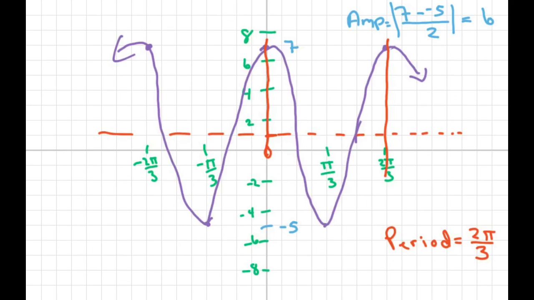It makes a complete wave between 0 and 120 degrees, and then it keeps repeating every 120 degrees all the time.